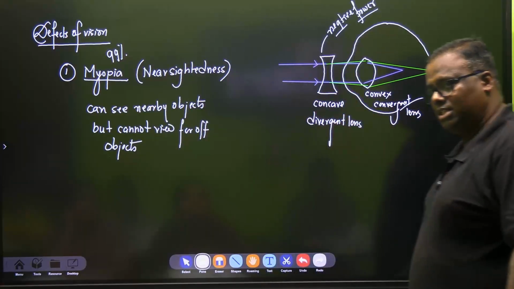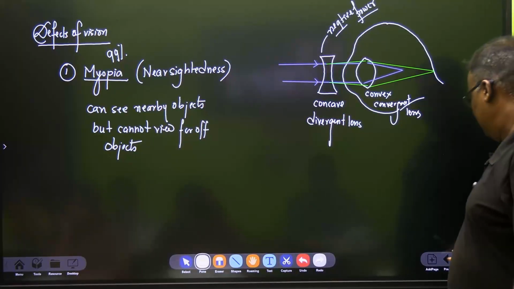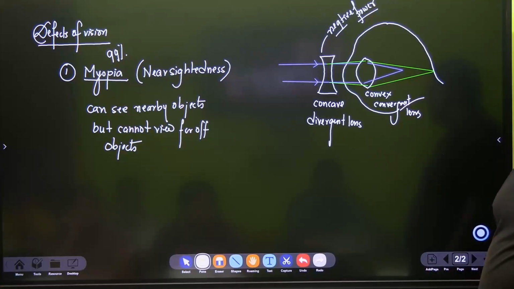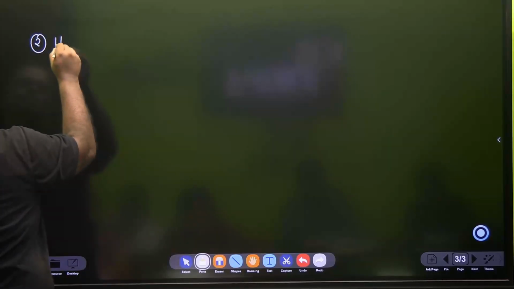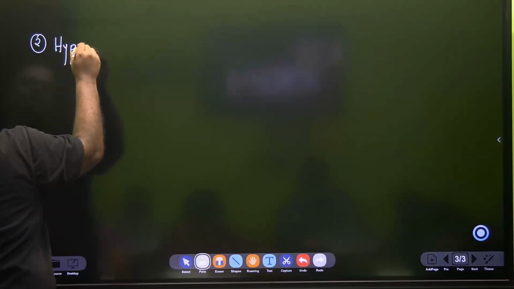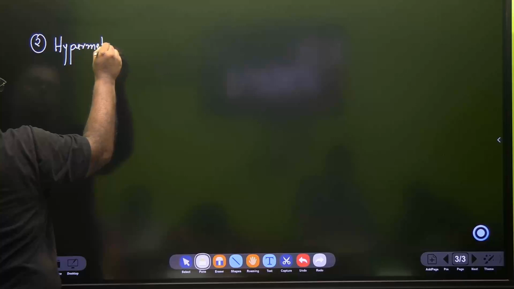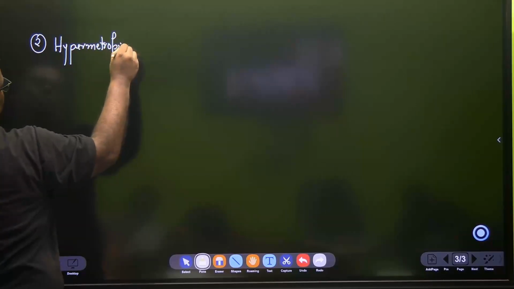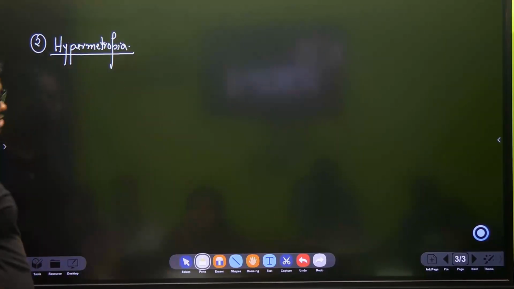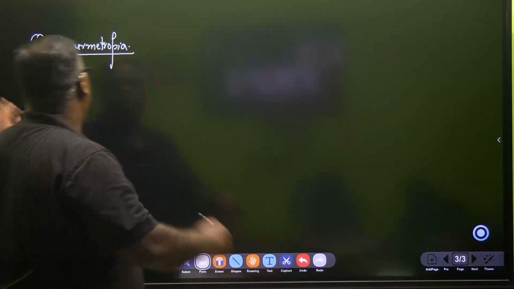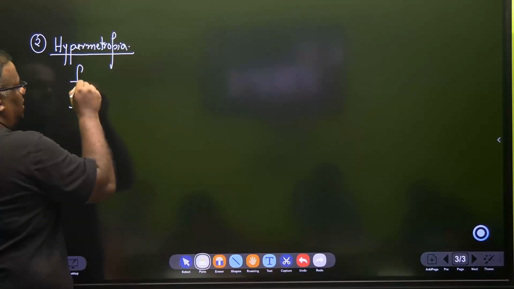Right? Shall we go to the next eye disease? Okay, any questions here on myopia? Okay. Our next eye disease is known as hypermetropia. Hypermetropia is rare in kids but still happens. Hypermetropia is known as far-sightedness.